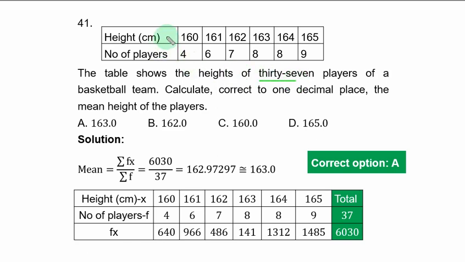So here we take the height as x, number of players as f, and mean for grouped data is calculated using sum of fx over sum of f. So you have x, you have f. So let's add the row fx. That is the product of f and x. So you have 160 times 4, you have 640. 161 times 6, you have 966, and so on. We are interested in the sum of frequencies, that is 37, and the sum of fx, that is 6030. So the mean is 6030 divided by 37. You have this result. To one decimal place, you have 163.0. A is the correct option.